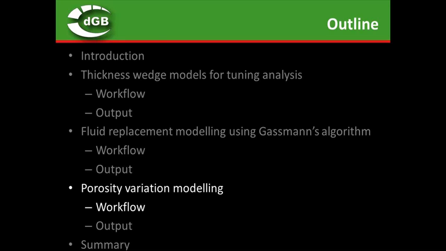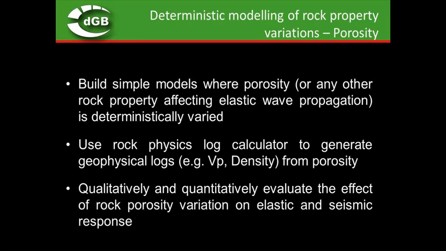Now, the next and the final workflow is to do rock property variation modeling using porosity as an example, wherein I will show you how to build simple models where porosity, or as I said, any other rock property which can impact elastic wave propagation, is deterministically varied. I will also show you how to use the already described rock physics log calculator to generate geophysical logs from porosity, and finally I will show you how to qualitatively and quantitatively evaluate the effect of rock porosity variation on elastic and seismic response.